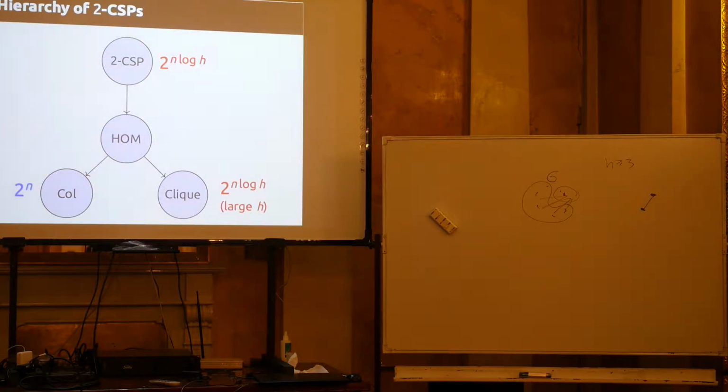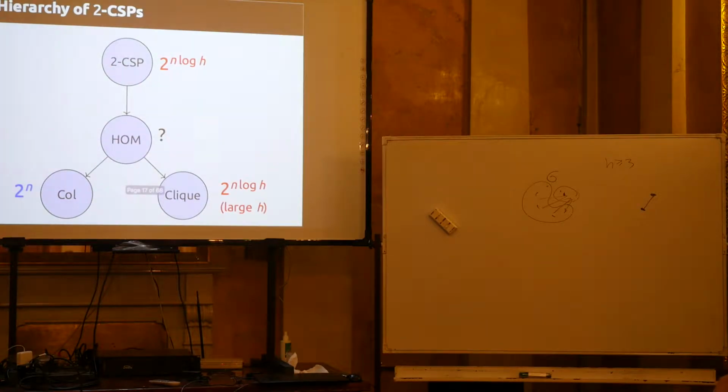And on the other hand, for the clique problem, which is a special case of homomorphism where the right graph h is larger than n, under the ETH we do know a superlinear lower bound, but it only holds for very large h. In general, in clique, h is larger than n, and for this lower bound, you need it to be even significantly larger.